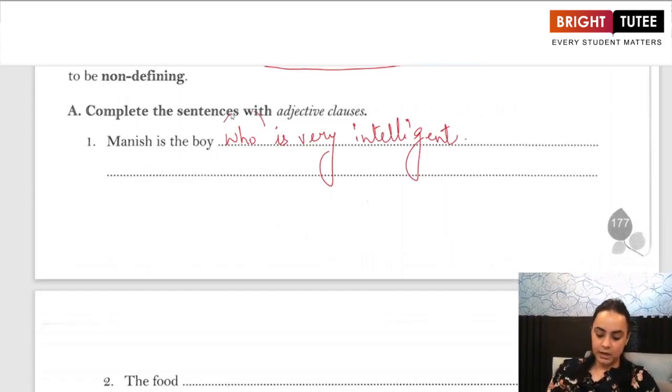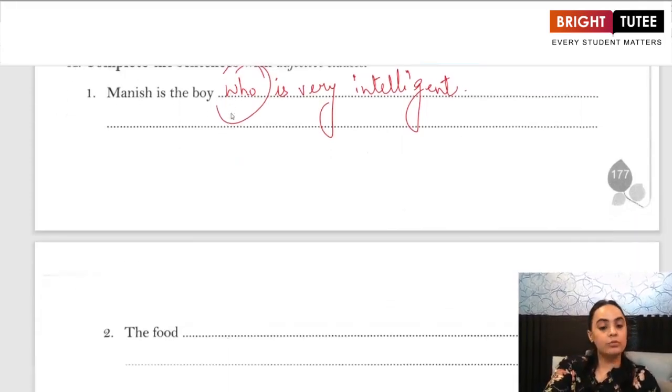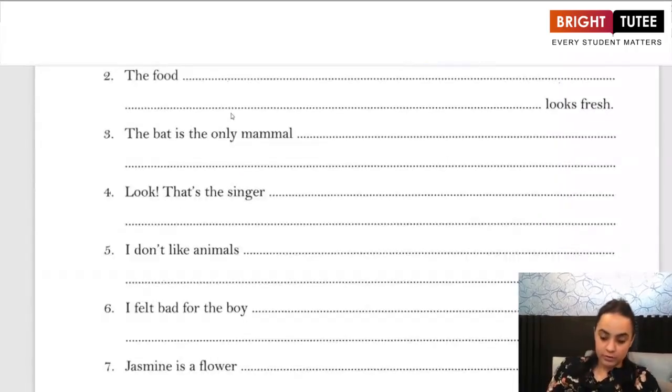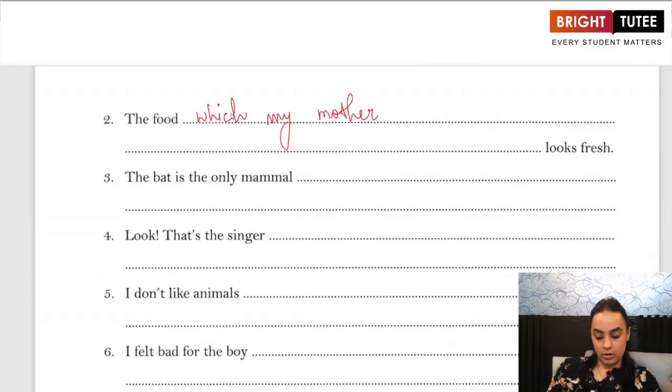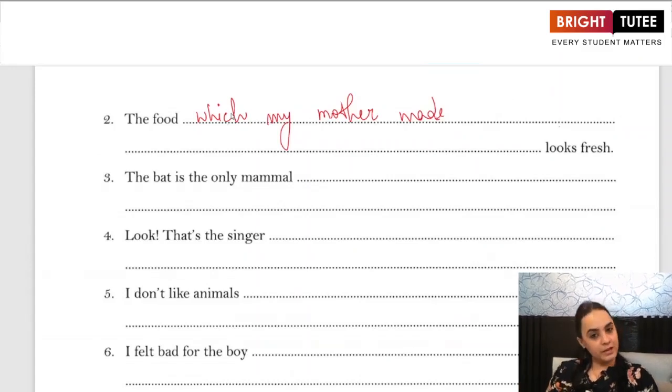Right? I'm beginning it with a relative pronoun, who. The food which my mother made looks fresh.